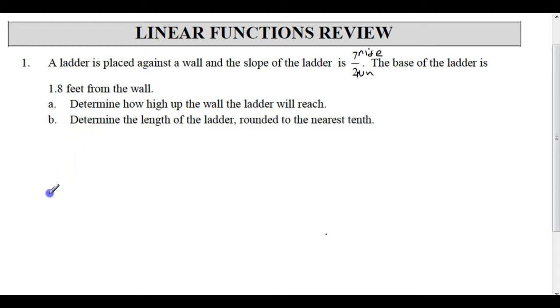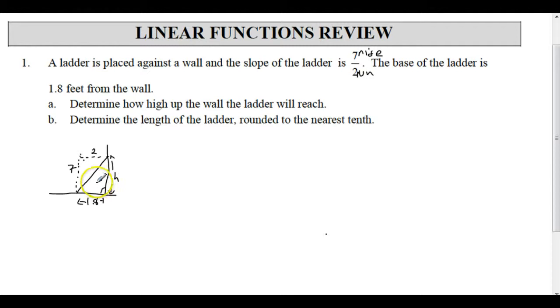Alright, so let's draw a picture of this. Here's the ground, here's the wall, here's the ladder. The ground and the wall will make a 90-degree angle. The slope is up 7 and right 2. And this distance here is 1.8 feet. And we want to figure out this distance here. So let's call that h.